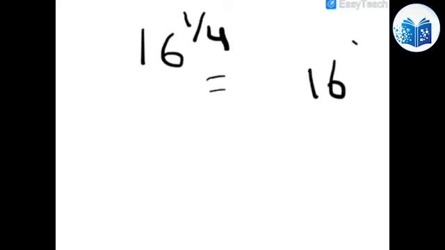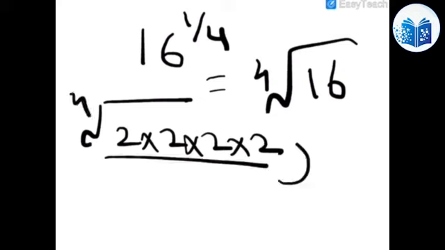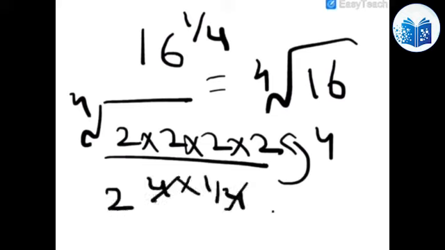Now question number 6 C is 16 power 1 over 4. They said do not use the calculator. 16 means 2 into 2 into 2 into 2, which is 2 power 4. This has the power 1 over 4. So it will become 2 power 4 into 1 over 4. Cancel. Answer will be 2. Okay.